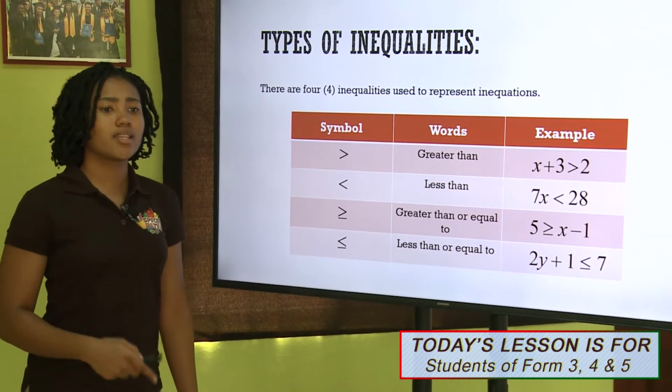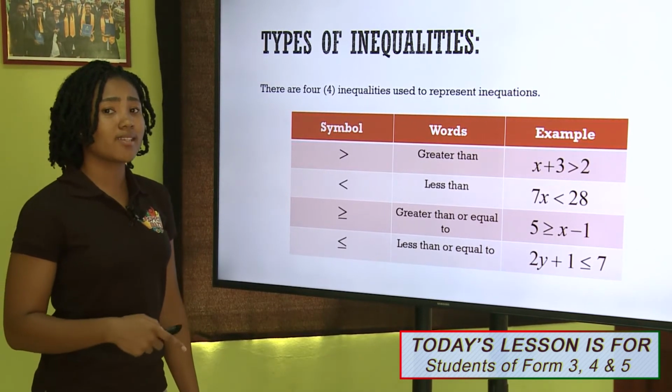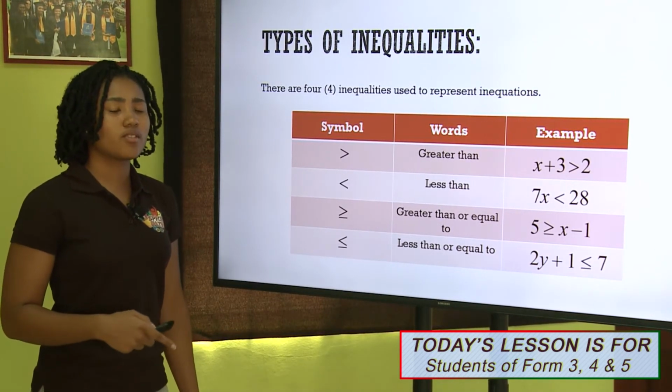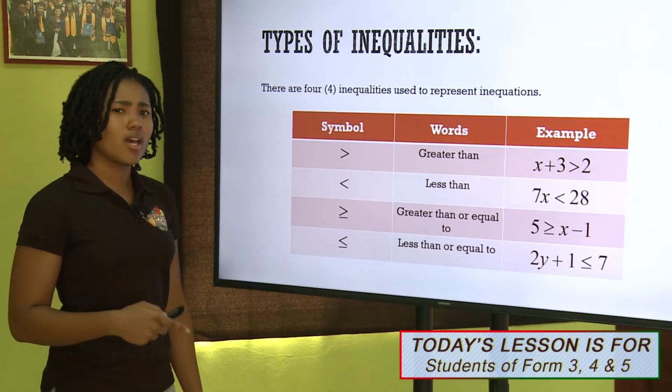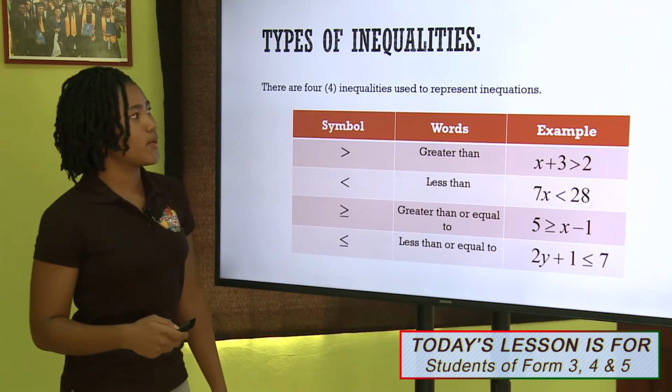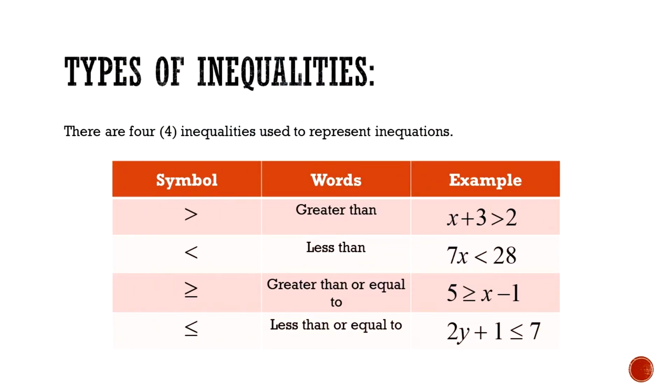Okay, now we're going to look at the types of inequalities, because in the 3 examples that I outlined for you before, you would have seen some signs. Some may seem familiar and some look a bit unfamiliar. So here we go. There are 4 inequalities used to represent inequations. We have the greater than symbol, and the example reads, x plus 3 is greater than 2. Now in the greater than symbol, the open end points to the larger side, and the closed end points to the smaller side. So there we have x plus 3 is greater than 2.